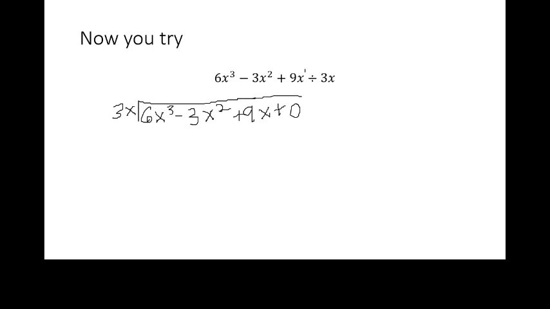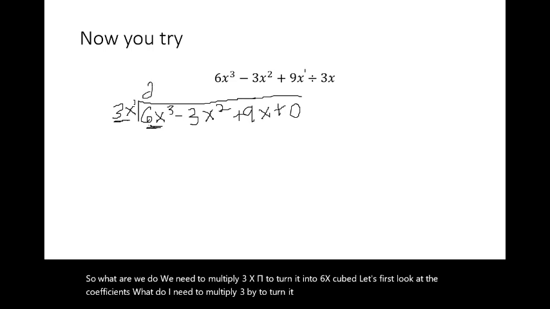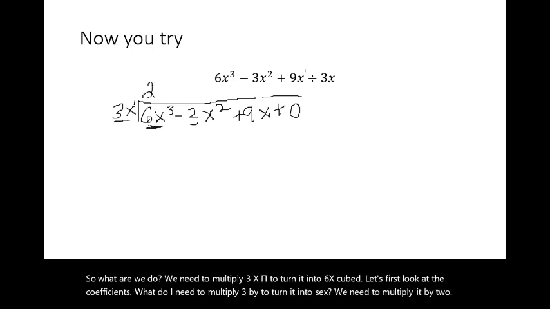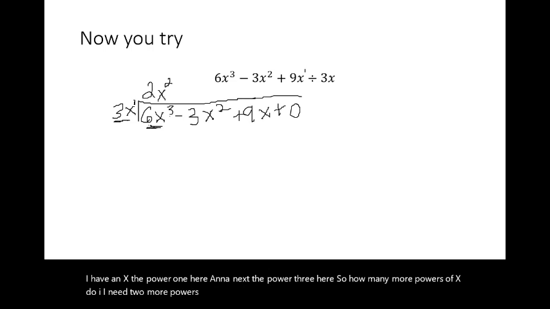All right, so we're going to compare the first term in the dividend to the first term in the divisor. So what do we need to multiply 3x by to turn it into 6x cubed? Well, let's first look at the coefficients. What do I need to multiply 3 by to turn it into 6? You need to multiply it by 2. I have an x to the power 1 here and an x to the power 3 here. So how many more powers of x do I need? I need 2 more powers of x. So we're going to multiply it by 2x squared.